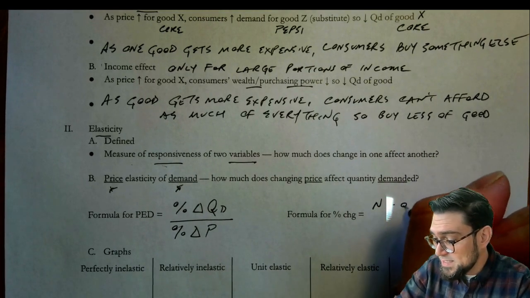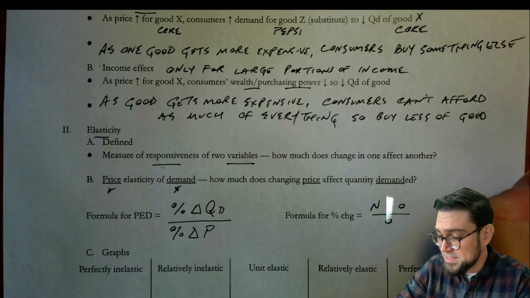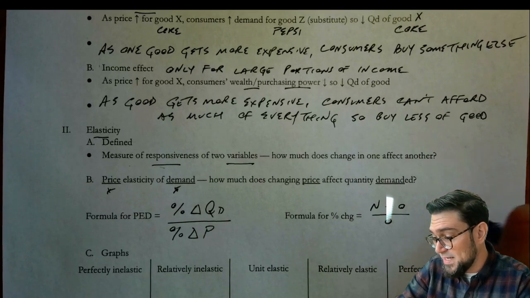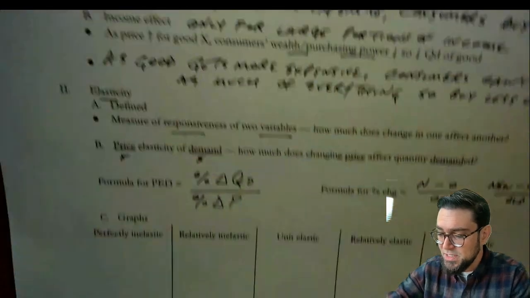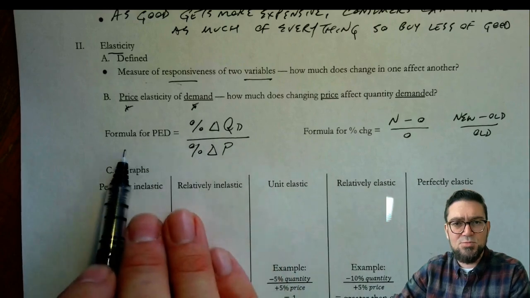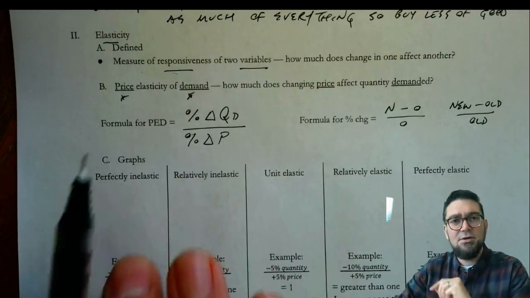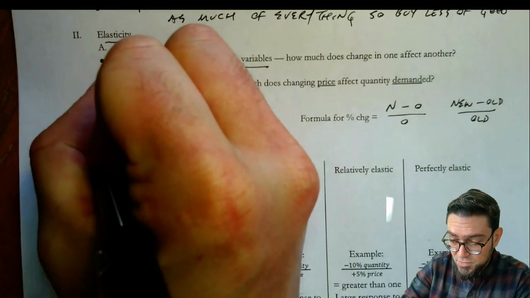It's the new minus the old over the old. So that's the new value minus the old value, over the old value. That's how we do percent change, just as a quick refresher. And so this number that it would spit out, percent change over a percent change, has no units. That's an important thing to know: no units.